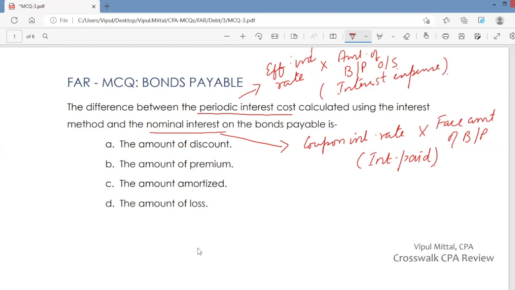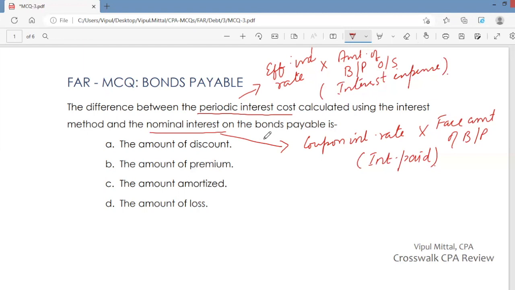The difference between these two may be discount amortized or premium amortized, depending upon whether the bonds were issued at a premium or whether the bonds were issued at a discount. It depends. But certainly, the difference between periodic interest cost and nominal interest represents the amount amortized. This amount amortized may be premium amortized or discount amortized.